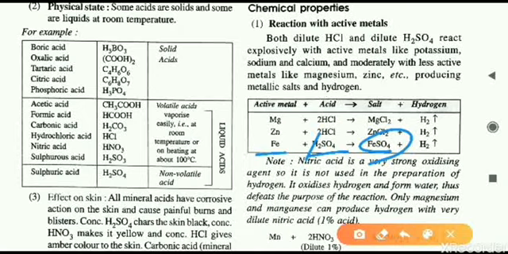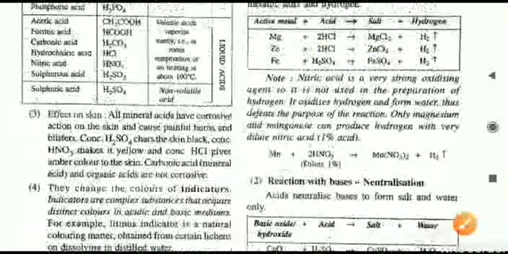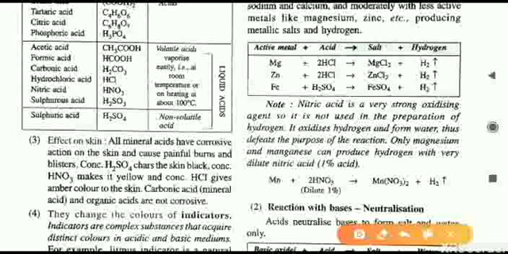The last one, iron reacts with H2SO4. In this, H2 hydrogen is produced. The remaining thing is the salt, that is FeSO4.